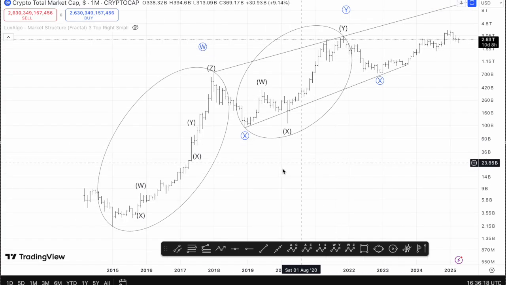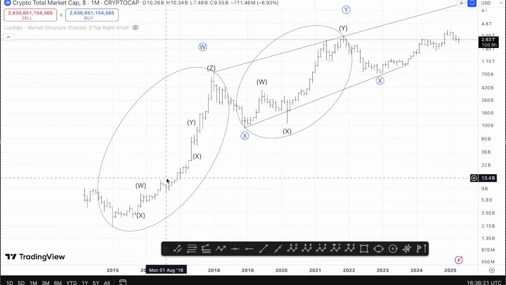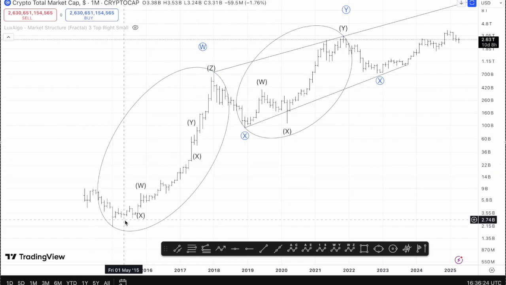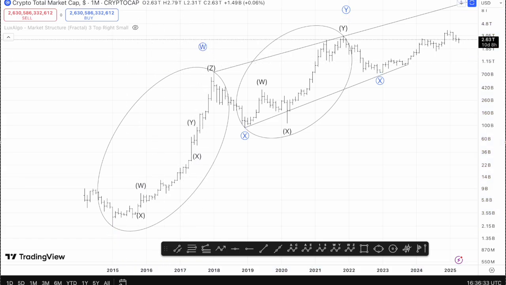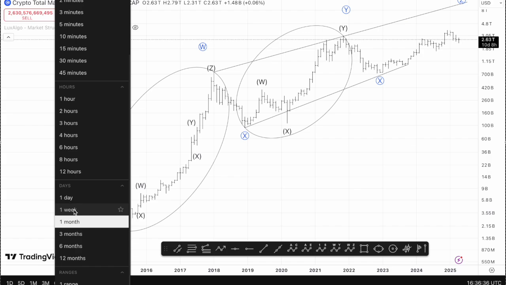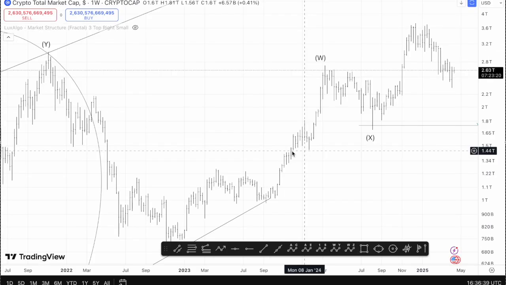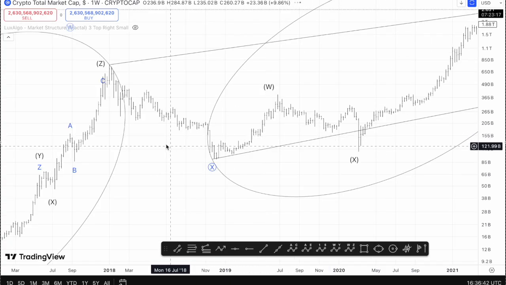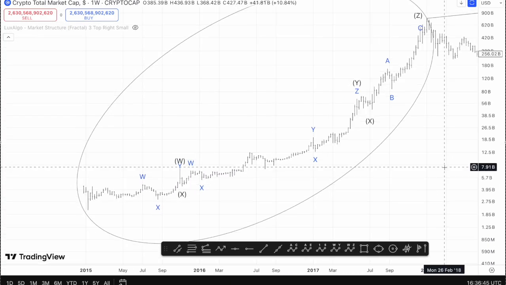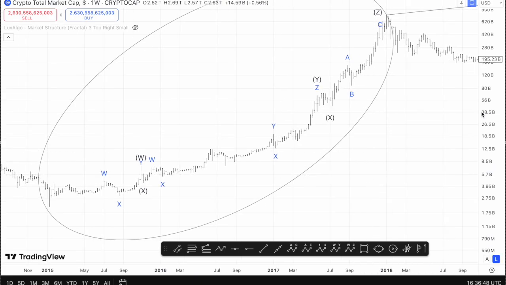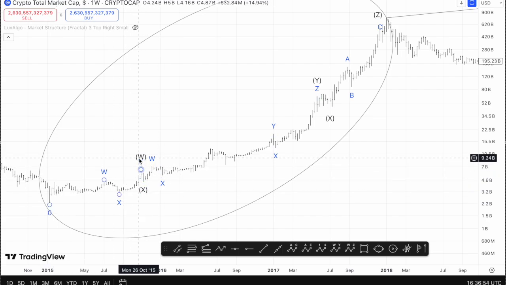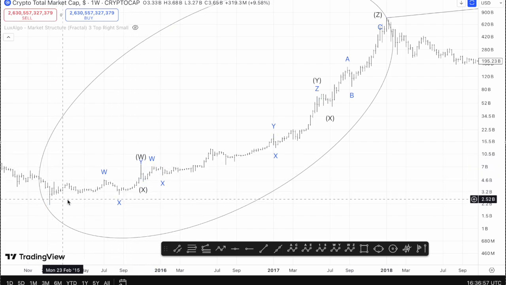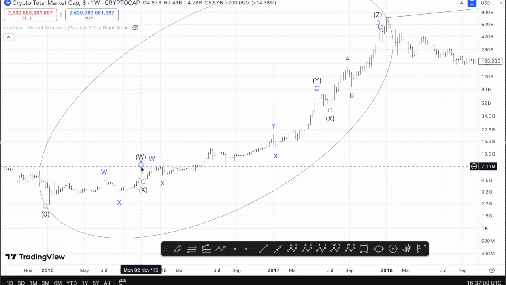Now, let's dive into this first leg and investigate why it's not an impulsive move and why I cannot clearly call it a wave 1, and instead I have to go with the label of W. If I switch the time frame to the weekly chart and start from the beginning, I have labeled this previously, and as you can see, this first W, the black W, is a corrective structure. It's a WXY.